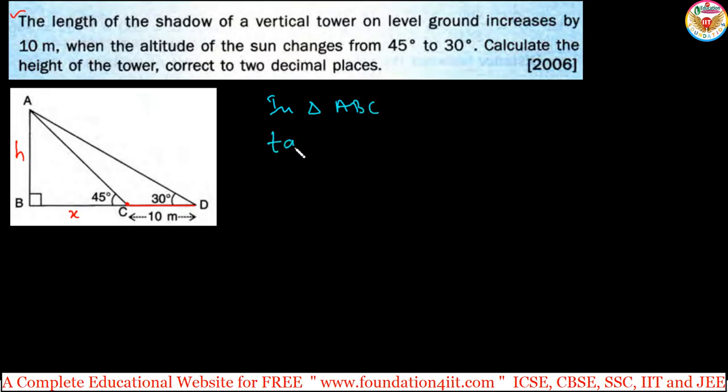So that is tan 45. Opposite is h, adjacent is x. h by x. Tan 45 is 1, so h by x is 1, then h is equal to x. Let this be equation 1.